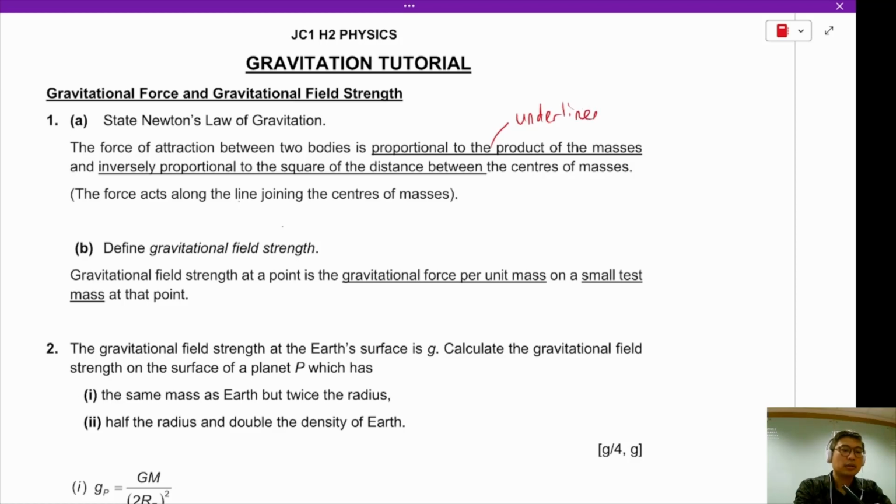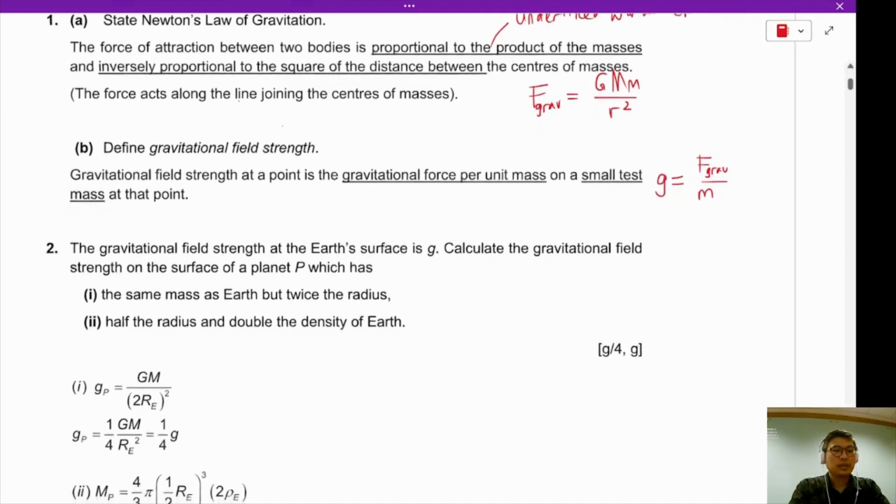Now let's take a look at the gravitational field strength. The gravitational field strength at a point is the gravitational force per unit mass on a small test mass at that point. All right, so this comes from the equation g equals gravitational force divided by the mass of the object. And this one comes from the equation that the gravitational force is proportional to the product of the two masses, and inversely proportional to the square of the distance between the centers of mass.